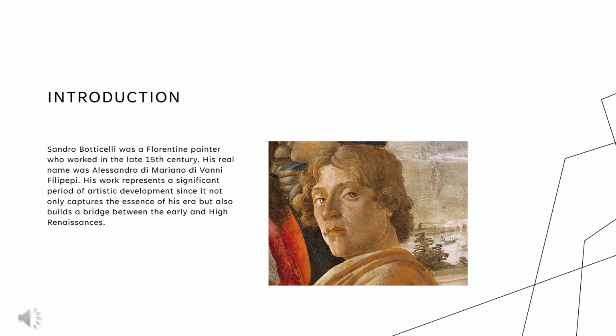So for the introduction, Sandro Botticelli was a Florentine painter who worked in the late 15th century. His real name was Alessandro di Mariano di Vanni Filippi. His work represents a significant period of artistic development, since it not only captures the essence of his era, but also builds a bridge between the early and high Renaissances. And as you can see, the picture to the right is a probable self-portrait of Sandro Botticelli himself.